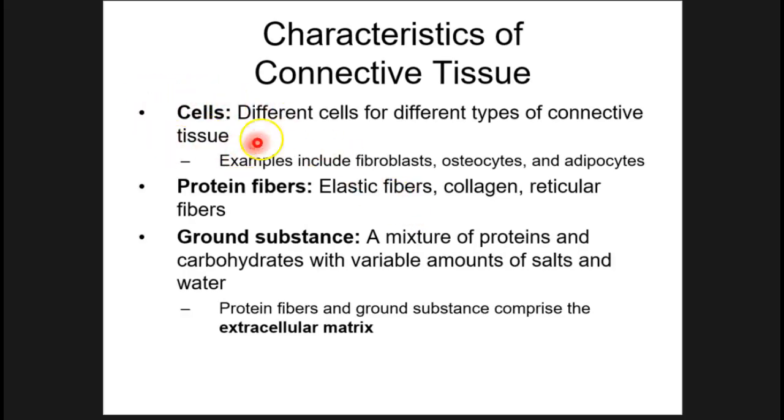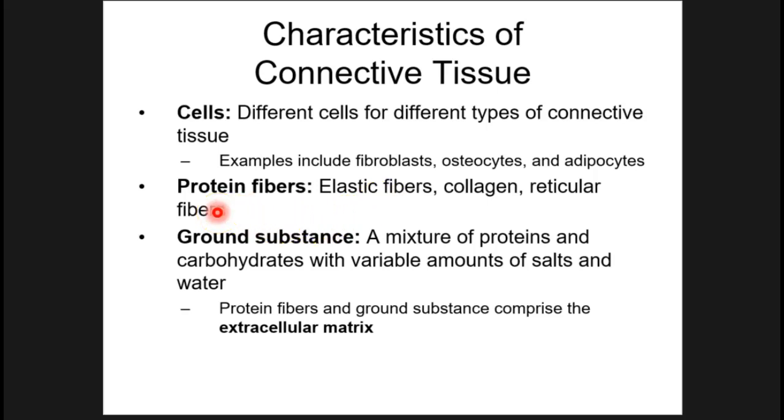So cells of the connective tissue: different cells for different types of connective tissue. We're going to see a lot of fibroblasts in our general connective tissues, and then when we get into very specifics, bone is also considered a connective tissue, so cells of the bone, osteocytes. Fat is a type of connective tissue, and we're going to call that adipose. You're going to like adipose. It's very easy to recognize.